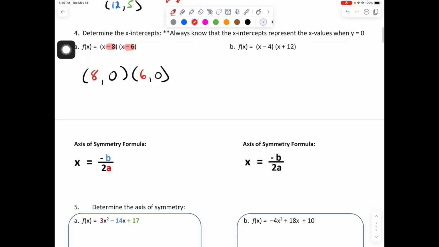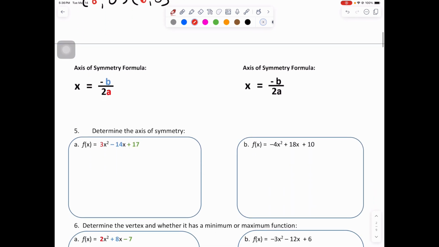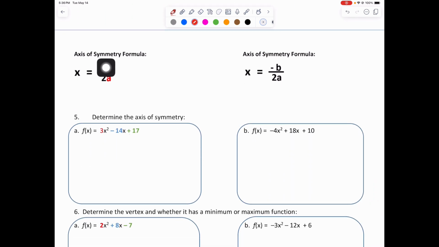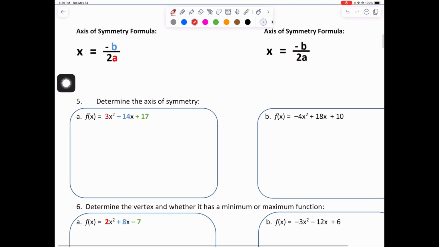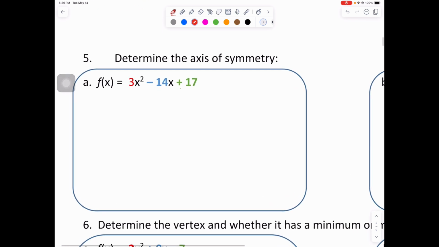Now, as we are hopping along to numbers 5 and 6, yes, we will use the axis of symmetry formula. For number 5, it says determine the axis of symmetry. The axis of symmetry is what x is equal to in our vertex. We will simply apply the formula. So let's rock it through. First thing we want to do is label. Let's zoom on in. Yes, we have standard form. Our 3 is our a value, making -14 our b, and 17 our c.